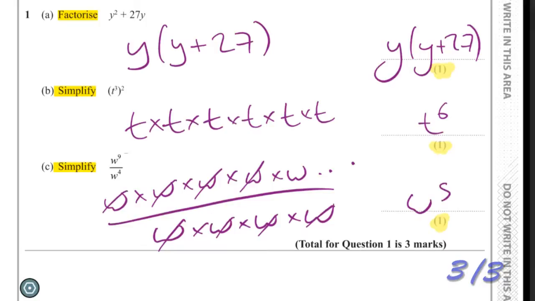Now, you don't need to go through any of the working like I said. Hopefully you know your indices rules. For part B, some power to another power, multiply the powers. If you're doing a division of powers, you can subtract the powers. And that's question 1.